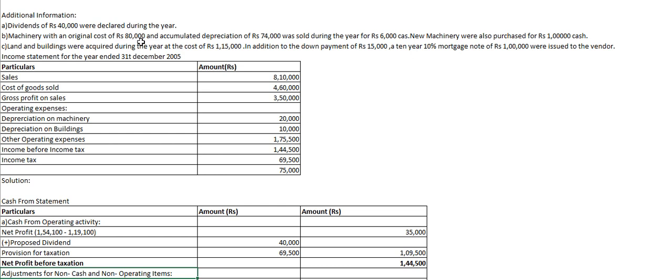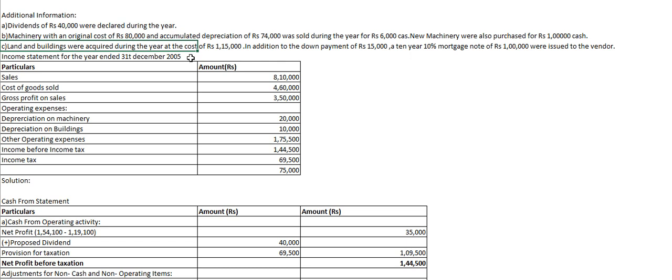Machinery with an original cost of rupees 80,000, accumulated depreciation of rupees 74,000 was sold during the year for rupees 6,000 cash. New machinery was also purchased, so which means to tell 80,000 is the cost of the machinery and accumulated depreciation is 74,000. 80,000 minus 74,000, 6,000 is the worth of machinery and it was sold for 6,000, which means to tell there is no profit nor loss. And new machinery was purchased, which you will show in your machinery ledger account.